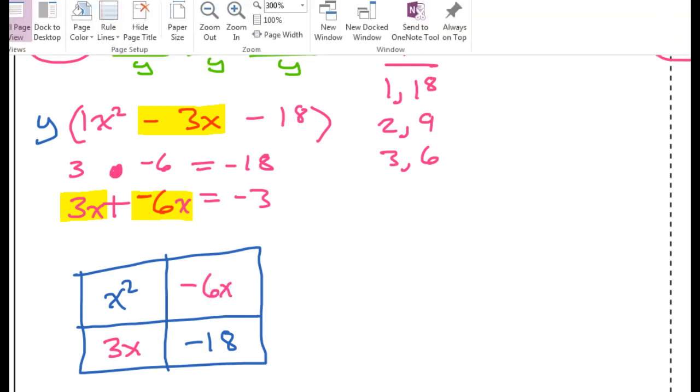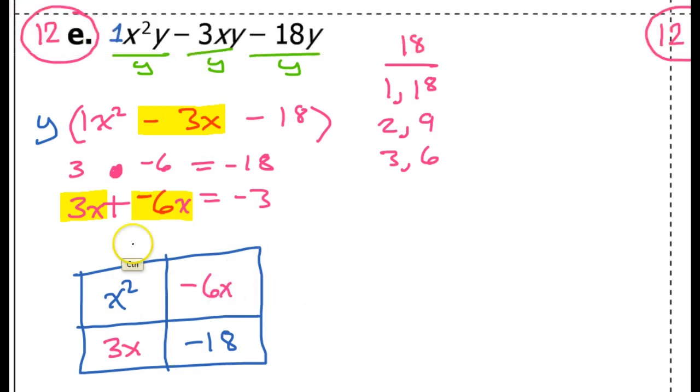Now, let's find the GCF of every row and every column. The GCF of the top row is x. The GCF of the bottom row is 3. The GCF of the first column is x. And the GCF of the second column is negative 6. Notice I go with negative 6 instead of positive 6 because the first term is negative.